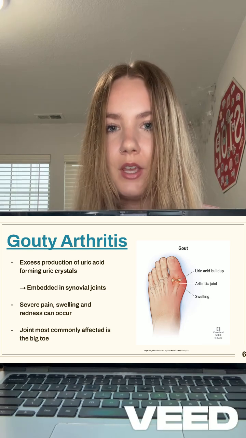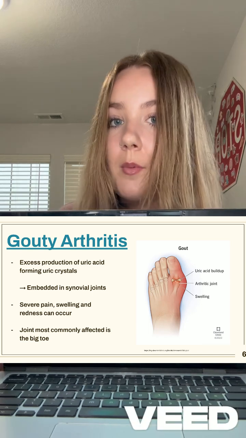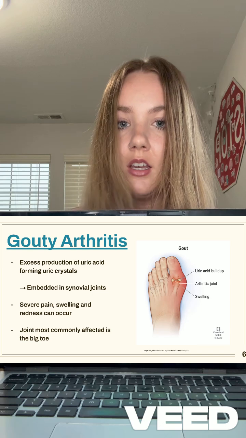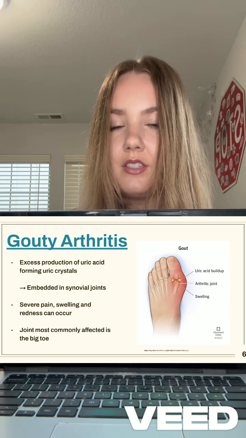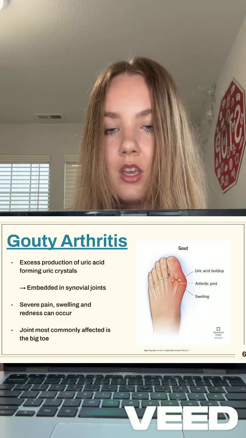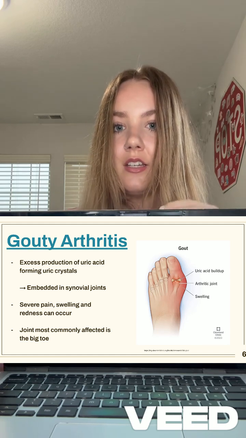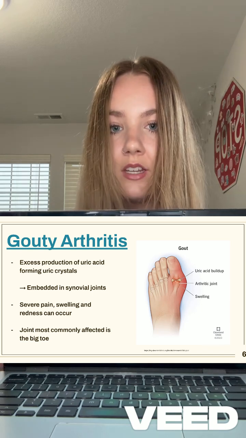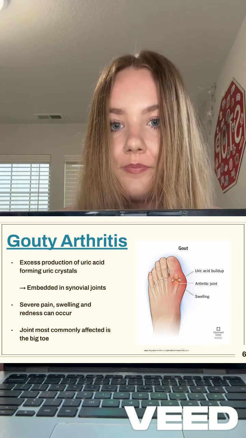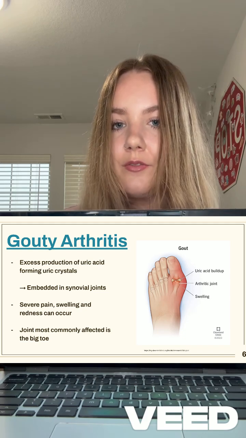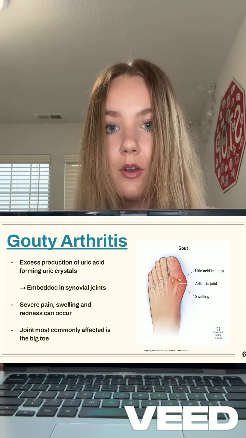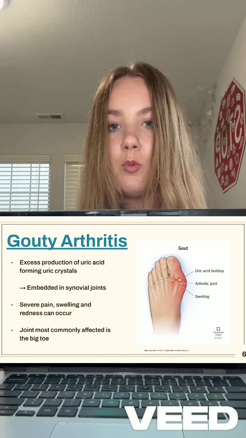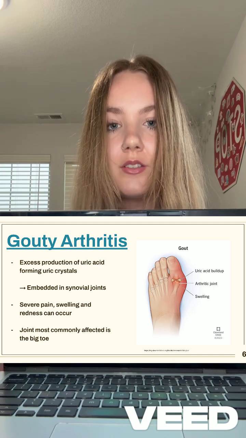into those joint areas. The most common place you're going to see this is actually the big toe, but again, you can see gouty arthritis in different joint areas of the body too. With this uric acid, you're going to experience very sharp pain, swelling, redness, and again, very similar to the other types of arthritis, it's just a lot of pain when having to move those joint areas.